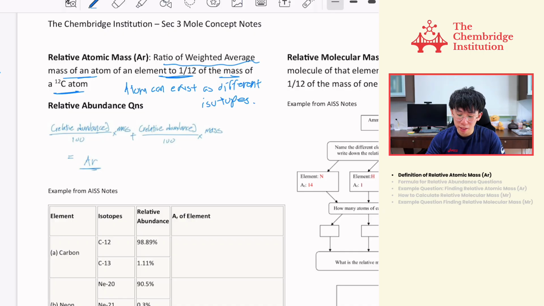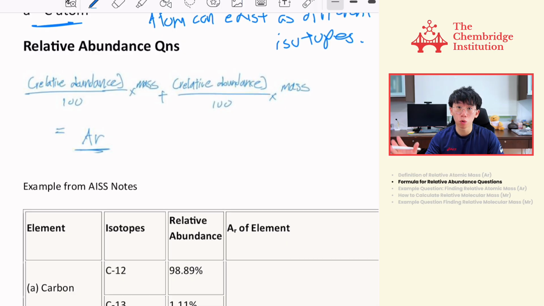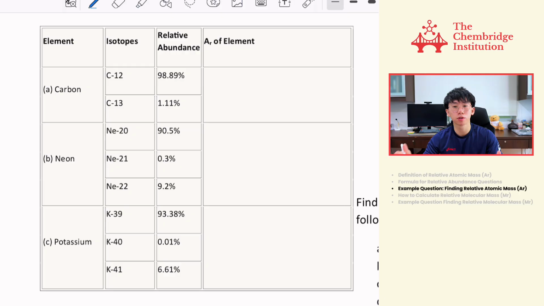So for relative abundance questions, it's very important to know the relative abundance of each isotope, multiplied by the mass of each isotope, and you add it all up together, you get the relative atomic mass. So you must know this formula very well. Let's take a look at some examples of how we can apply this formula. For carbon, there usually are carbon-12 isotopes and carbon-13 isotopes, and carbon-12 isotopes exist at a relative abundance of 98.89%. That means 98.89% of all carbons in the world will have a mass of 12.